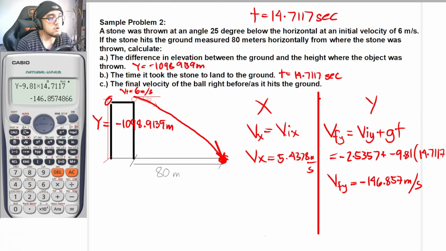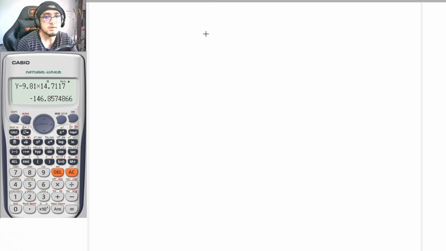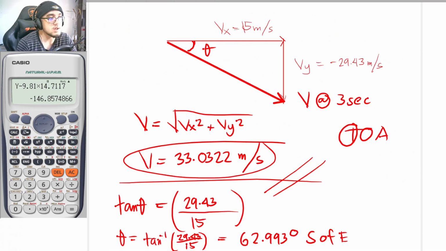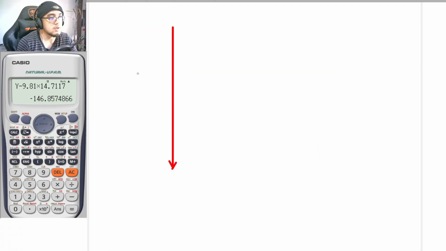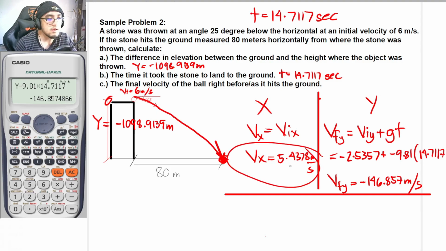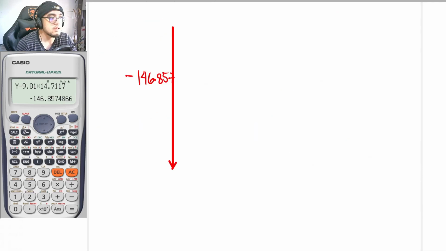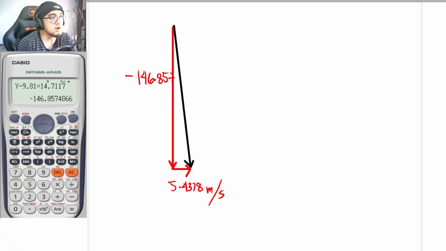But take note that this is just the x component and this is just the y component. So for the resultant, if this is your vertical component, negative 146.857, and for your horizontal component, 5.4378 meters per second, the resultant is this. And if we get its angle from the horizontal, if this is your horizontal line, we would get this particular angle, your angle theta.